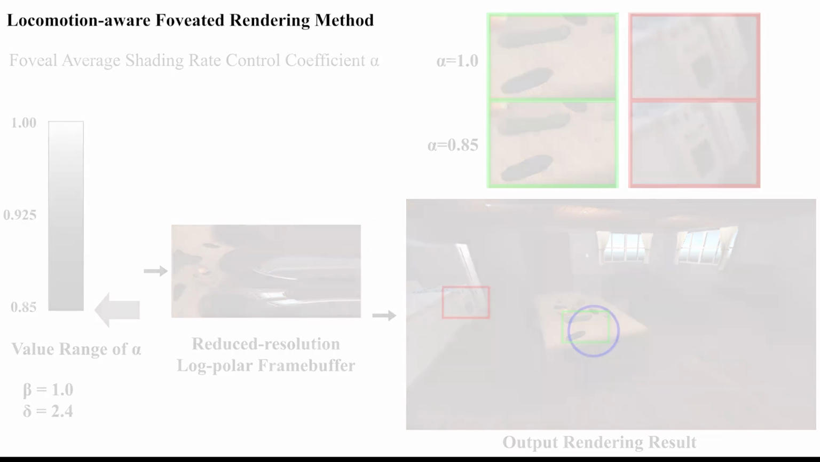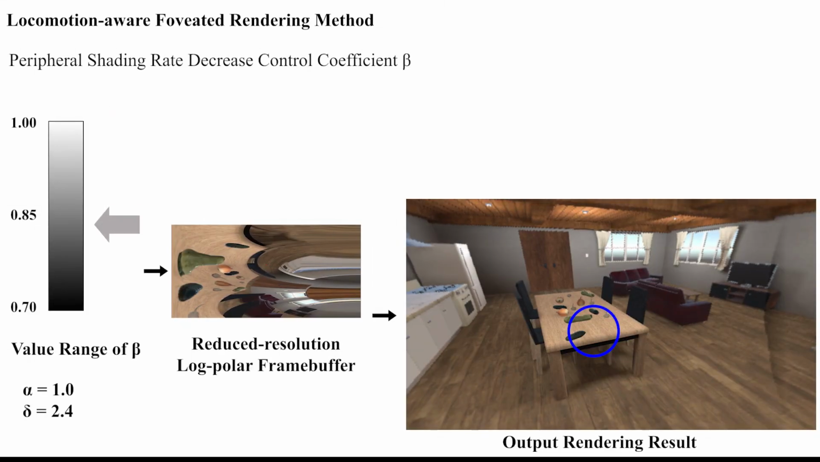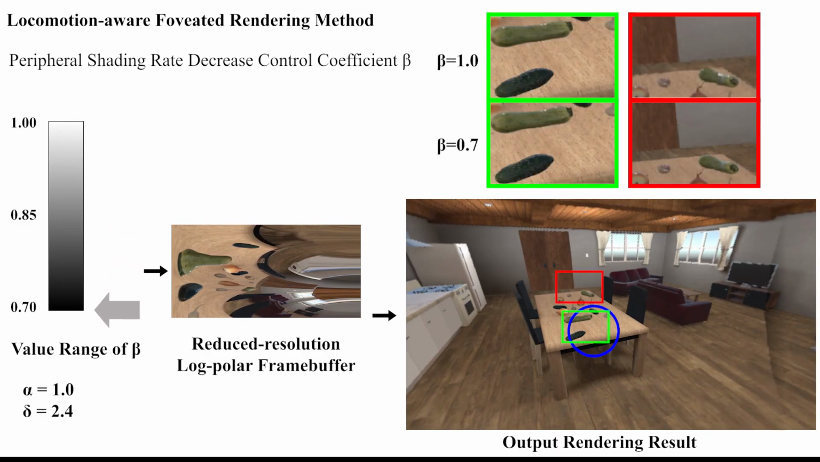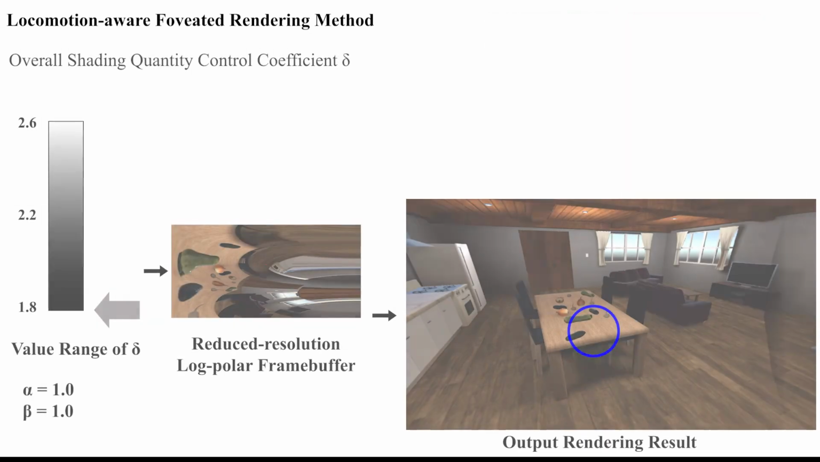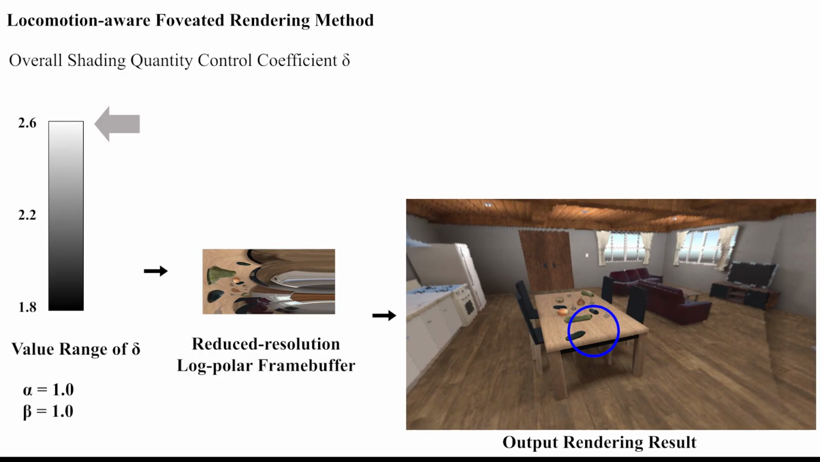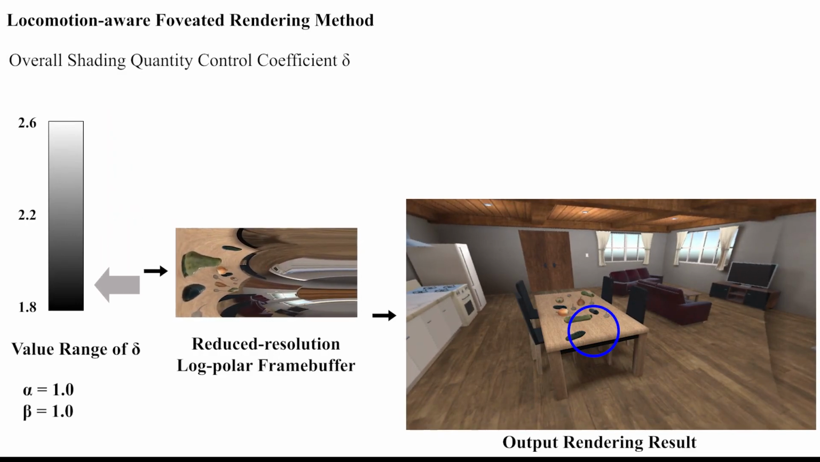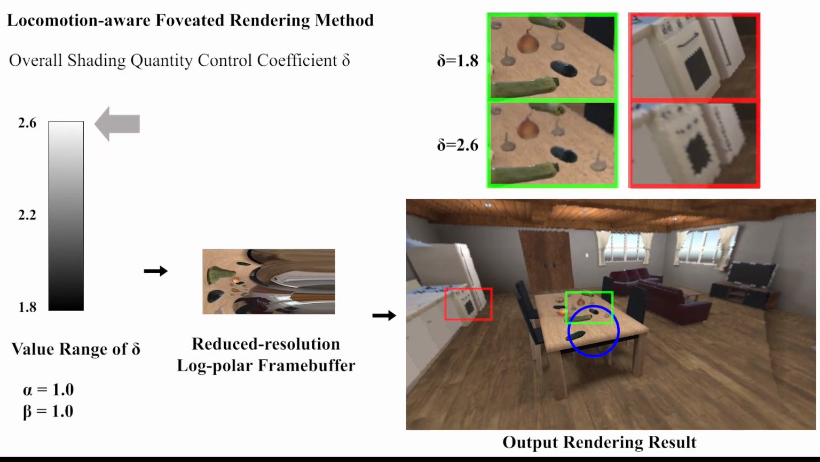foveal rendering quality. The peripheral shading rate decrease control coefficient beta controls the shading rate decrease speed in the peripheral region. When beta decreases from 1.0 to 0.7, the rendering quality in the peripheral region near the fovea is noticeably improved. The overall shading quantity control coefficient delta controls the overall shading quantity. When delta increases from 1.8 to 2.6, the rendering quality decreases in both the foveal and peripheral regions.